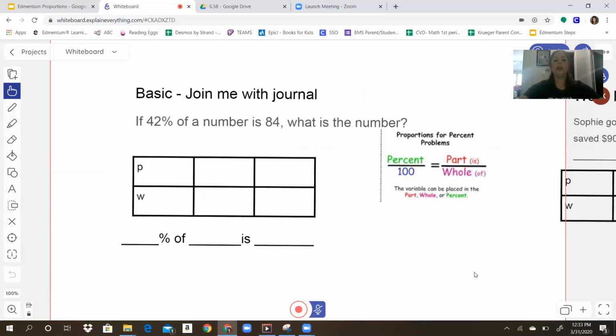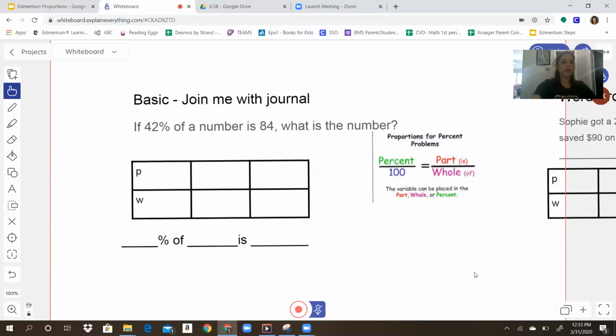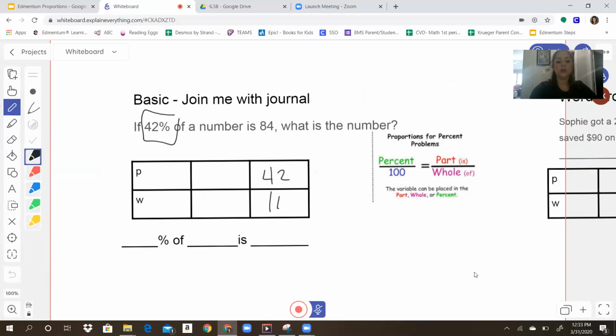Okay, 42% of a number is 84. What is that number? So they have given us our percent, 42%, because percents are always written over 100. 42% of a number is 84. It doesn't say 100% of a number is 84. It says 42% of a number is 84. So 84 is our part. Another clue there, that word is. We know is a key word to indicate that that number is a part. So that means our variable is going in the whole section.